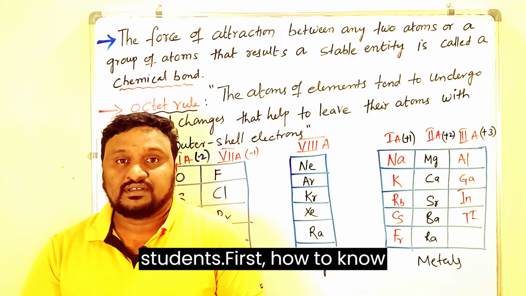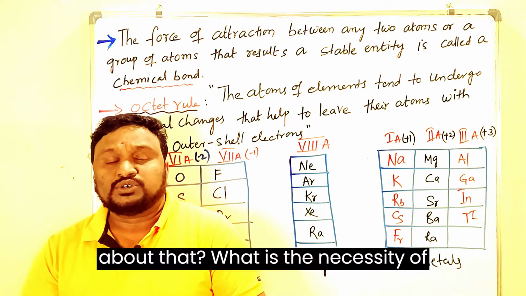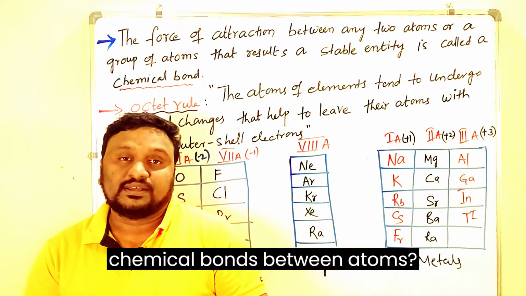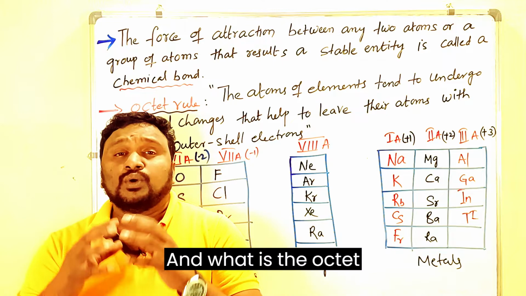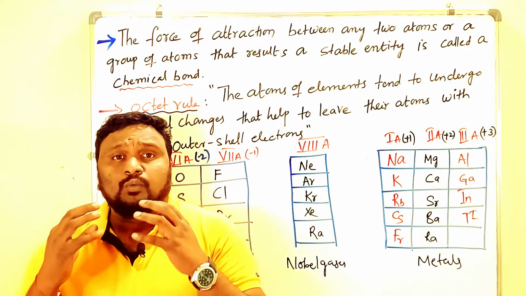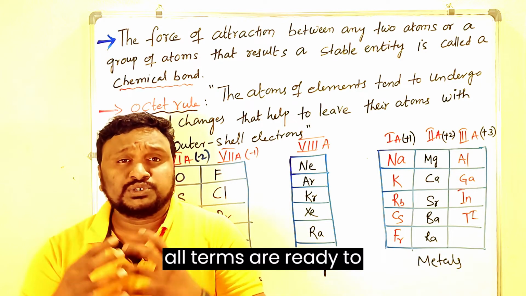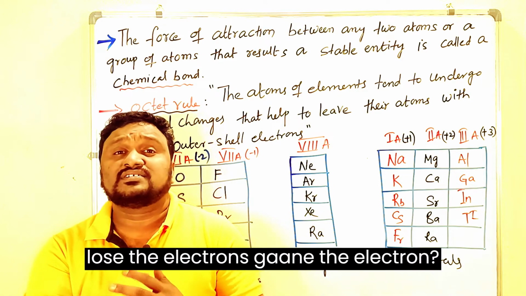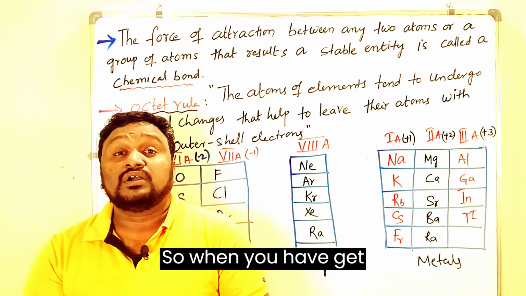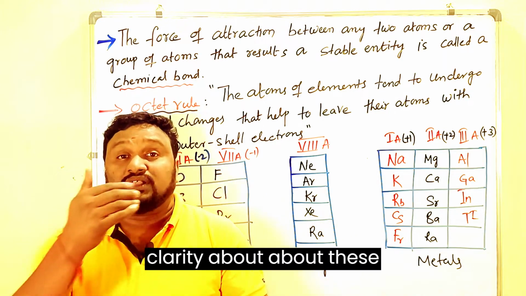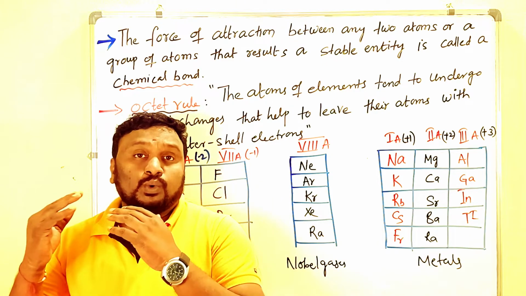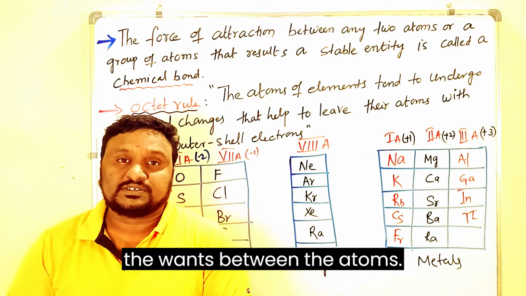Dear students, first you have to know what is the necessity of chemical bonds between atoms, and what is the octet rule. Why are atoms ready to lose electrons or gain electrons? When you get clarity about these things, only then can you understand the bonds between atoms.